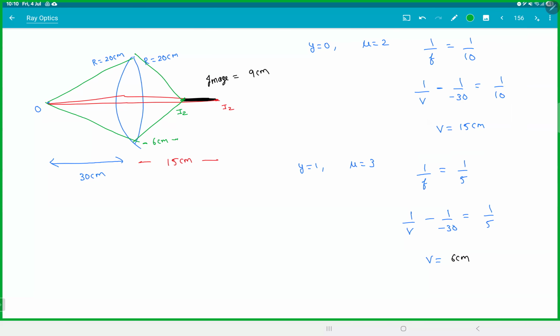Got this? Easy question once you know what you're doing. But the main thing is that if you make the lens out of 3 different mediums, then you'll have 3 different images and so on. All clear with this? Next one.